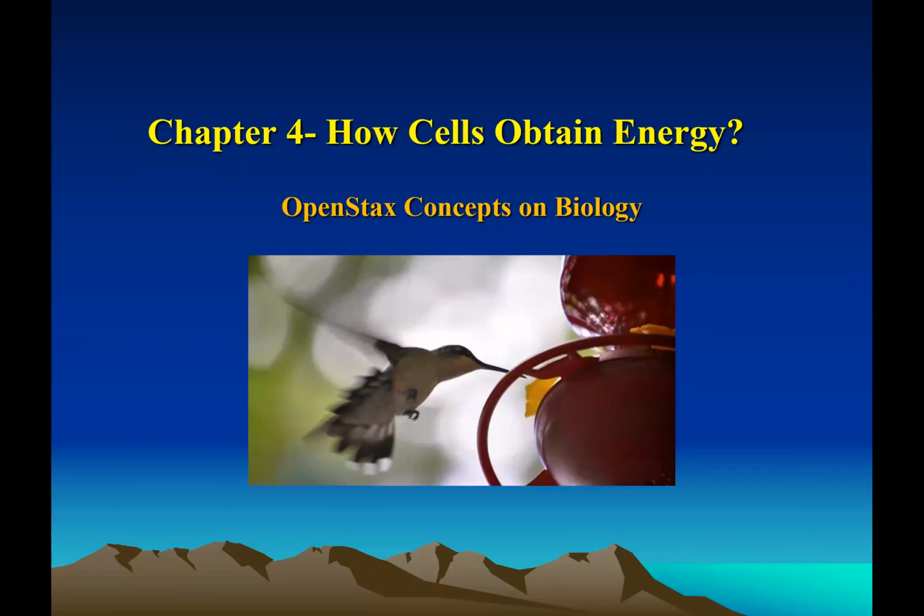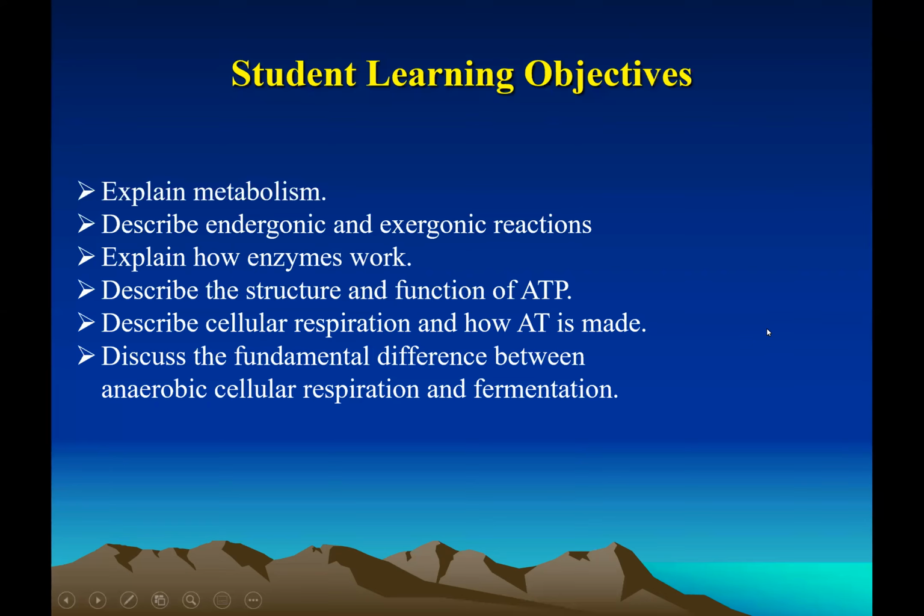So chapter 4, how do cells in our body make energy in the form of ATP? The main learning outcomes for this lecture is to understand what metabolism is. There's different types of chemical reactions that happen in our body. Some are called endergonic, some are exergonic. So we'll understand what they are.